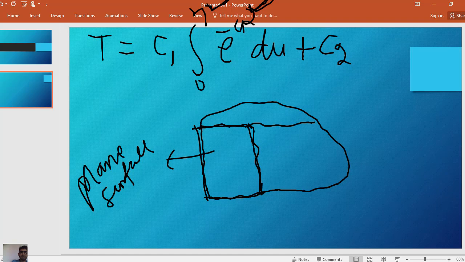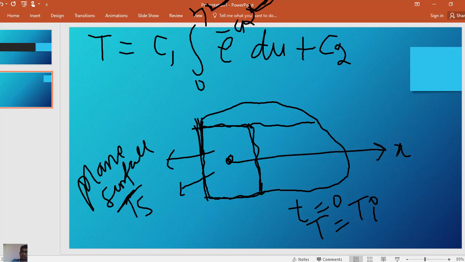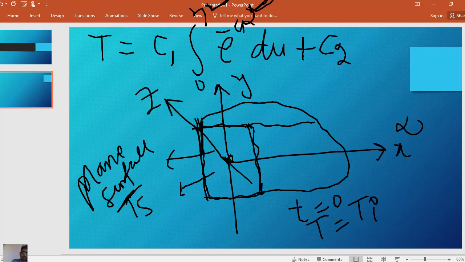At the surface of the semi-infinite solid, the temperature is Ts. Similarly, initially, when time is equal to 0, the temperature of the semi-infinite solid is the initial temperature, T is equal to Ti. This is the x direction, and x tends to infinity. This is the y, and this is the z direction. So this is the semi-infinite solid.